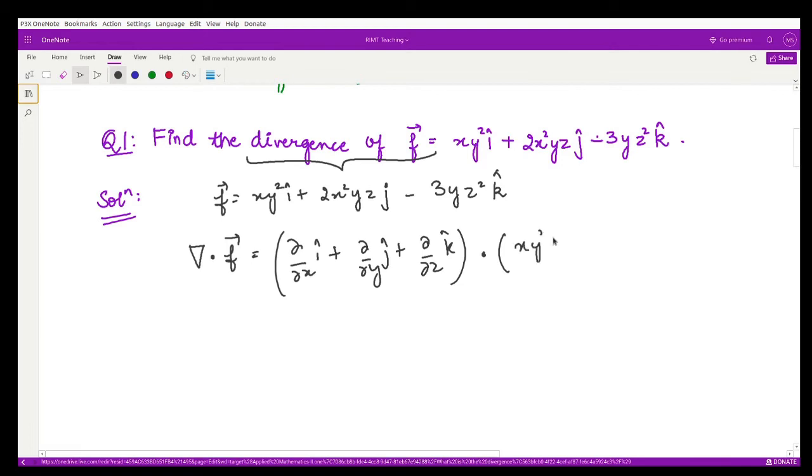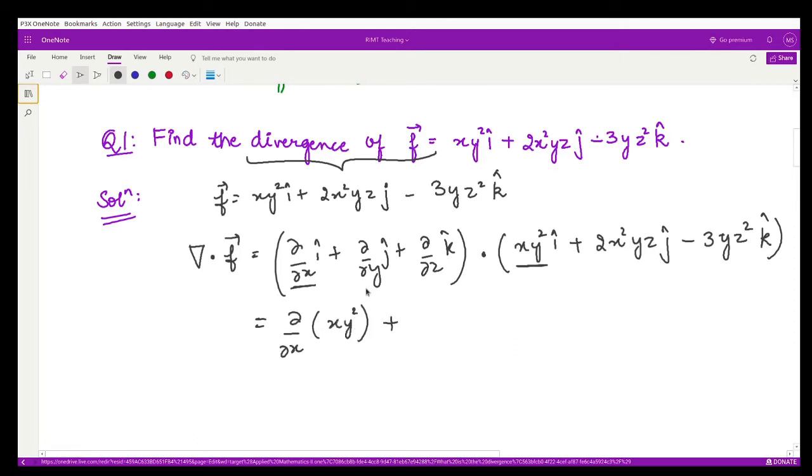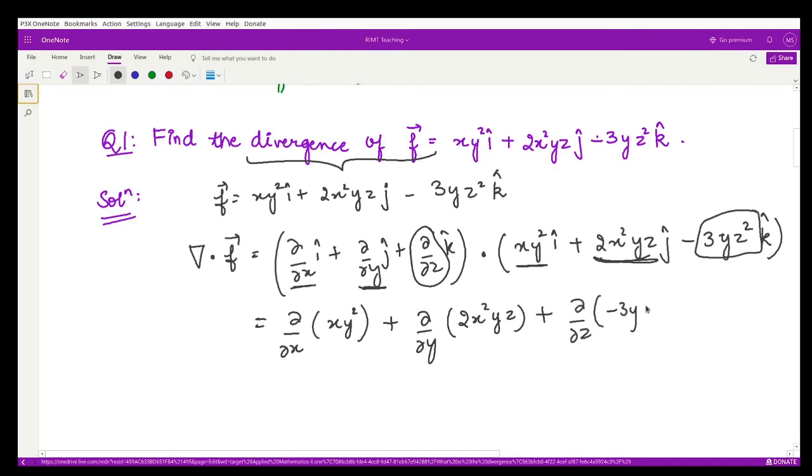This is the definition of del, dot with the given vector, that is x y square i cap plus 2x square yz j cap minus 3yz square k cap, right? So how do you take the dot product? You apply this operator onto this function, so that would be del by del x of x y square, plus del by del y of 2x square yz, and thirdly you apply the operator onto the last function with a negative sign, so del by del z of minus 3yz square.